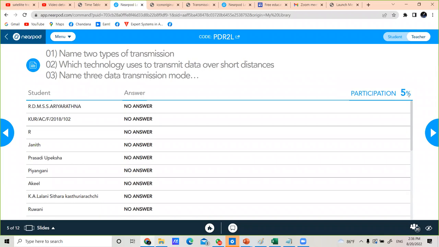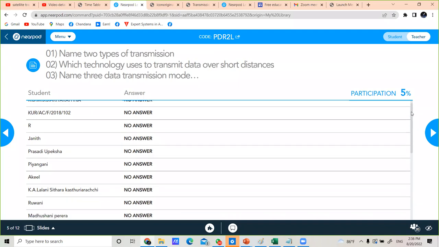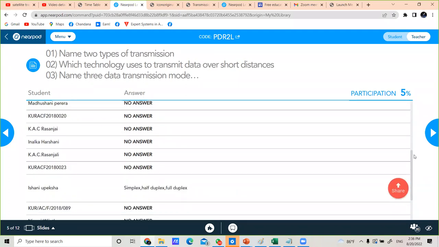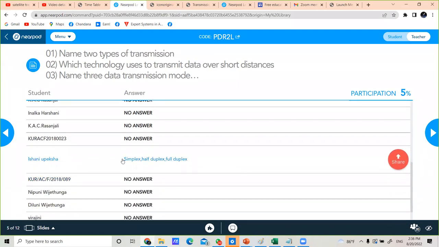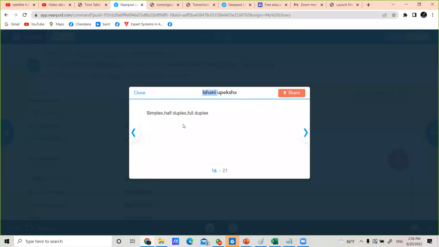One student has completed the activity. We'll see the answer for this student. Yes, Ishani. I need organized answers, right? Put the question number, question one, then write down the answer. Then question number two, write down the answer, right? In that way, I am expecting a prepared set of answers from you.